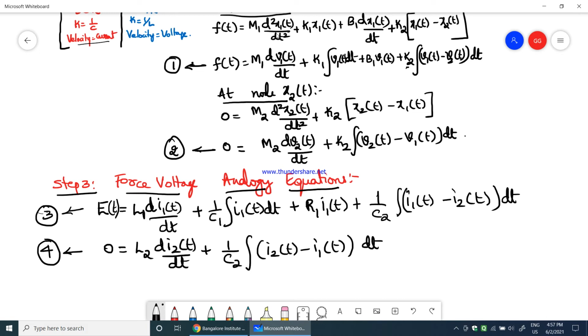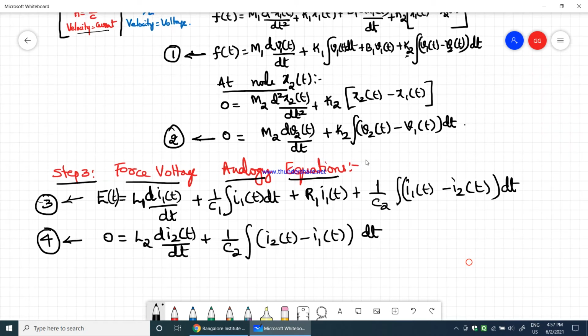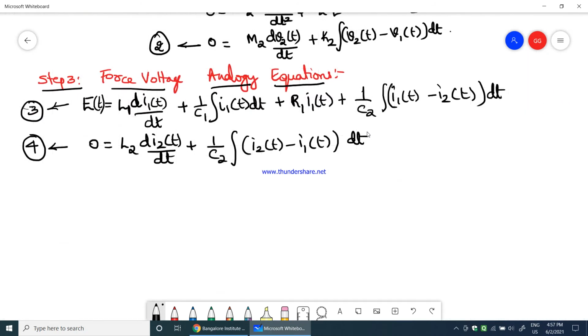Let us now write the force voltage analogous network. I told you that for force voltage, when we are writing the analogous network, it should look like a mesh. The circuit should have meshes or loops. How many loops will we have? It all depends on the number of currents that we have in the equation. So here we have I1 of t and I2 of t. Therefore, we will have two loops. One is I1 of t and the other loop is I2 of t.